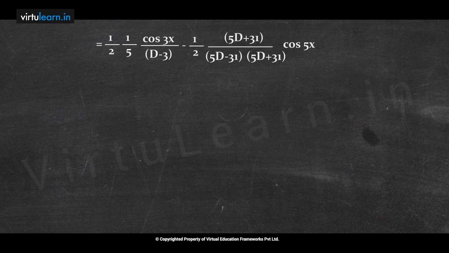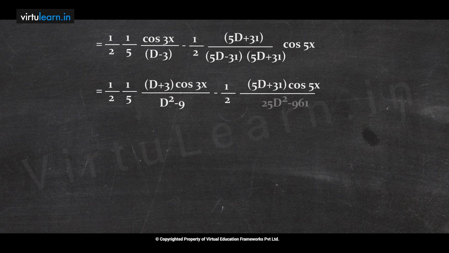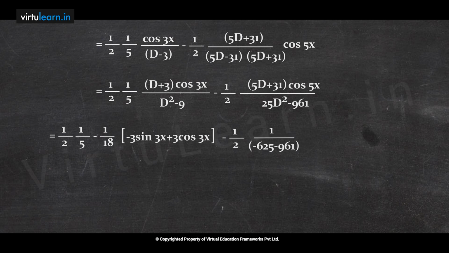Then this can be written as 1/2 into 1/5 (D + 3) cos 3x/(D² − 9), and (5D + 31)/(25D² − 961) into cos 5x, meaning (a + b)(a − b). We need D² terms in place of the denominator when you observe cos 5x or sin 5x. Once again, writing here, 1/2 into 1/5 into 1/(−18), the differentiation of cos 3x is −3 sin 3x, plus 3 cos 3x. Again, this is minus 1/2 into 1/(−625 − 961), multiplied by 5D: −25 sin 5x + 31 cos 5x, because the differentiation of cos 5x is −sin 5x into 5, already 5 is there, that is −25 sin 5x + 31 cos 5x.